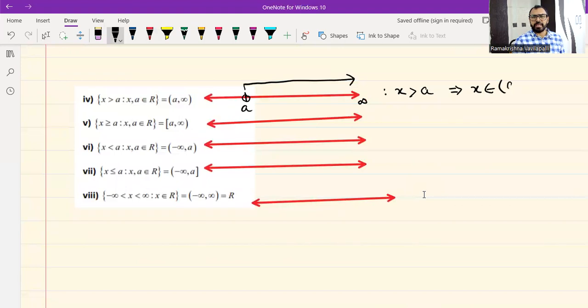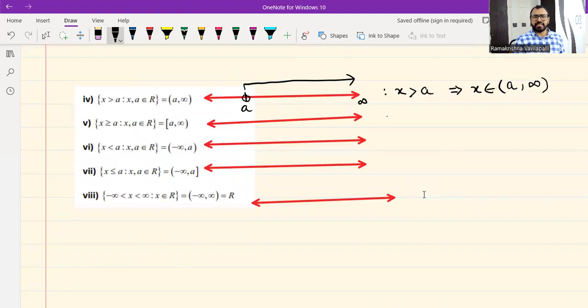It starts from A. A is open, and infinity is also open, because infinity is not a number. It is a symbol to represent a huge number, which no one can imagine how large it is. Whoever gives a number, that infinity is greater than your number. So it is a symbol to represent a very large positive quantity.